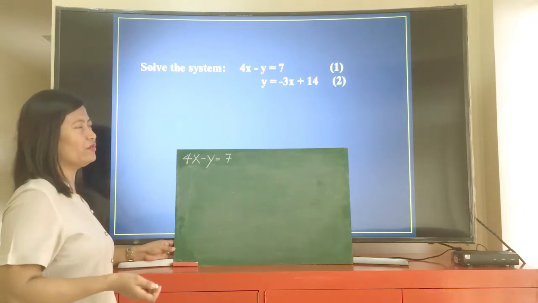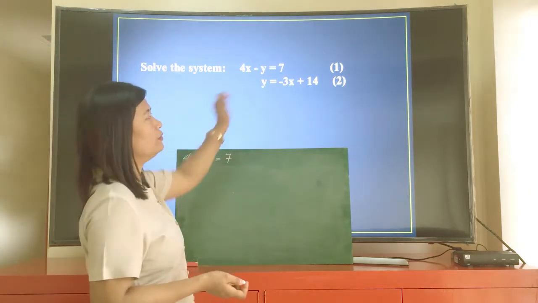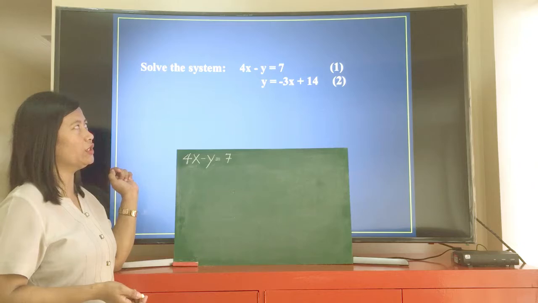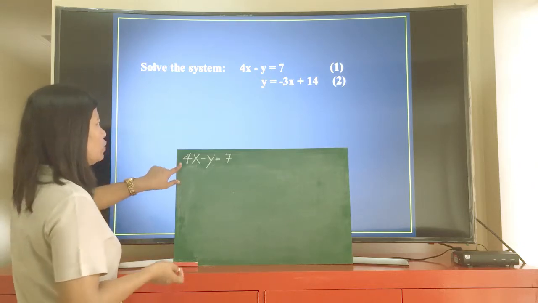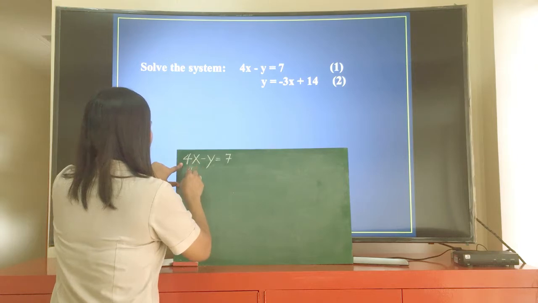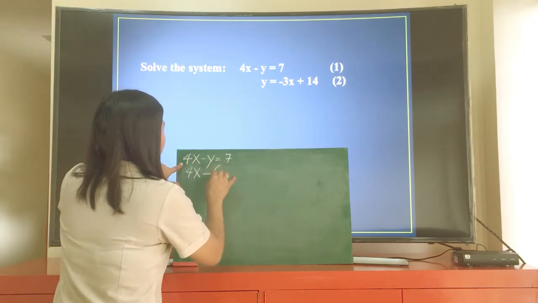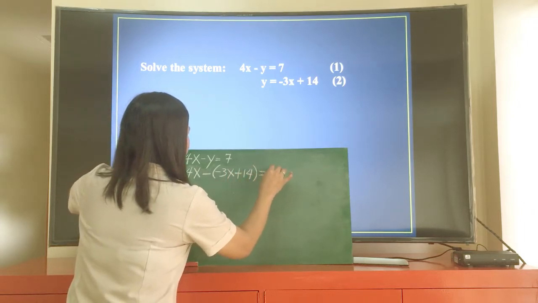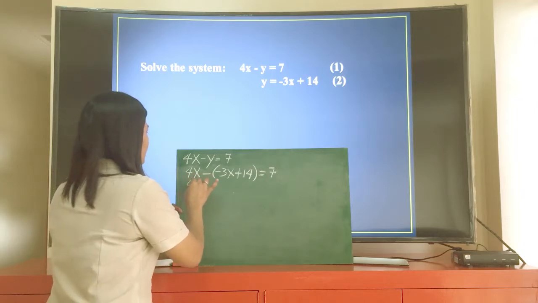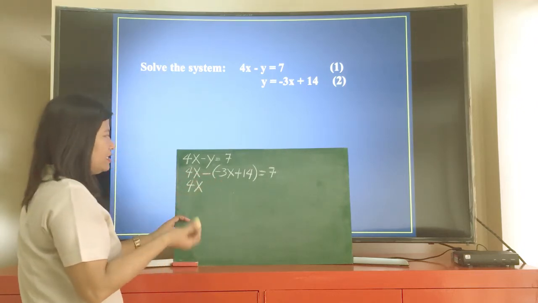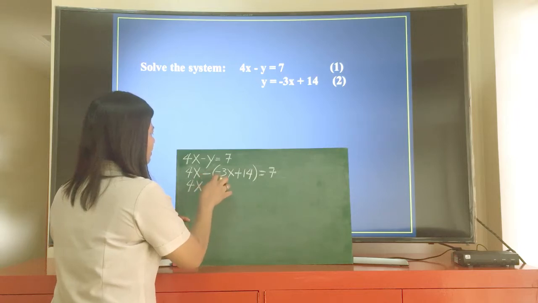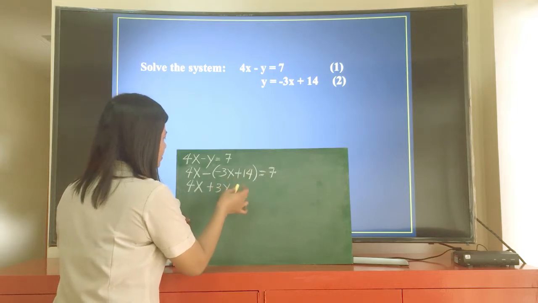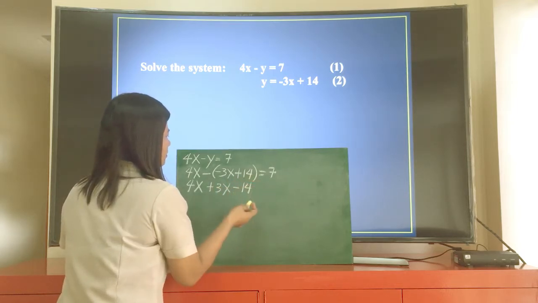Since y is already solved in terms of x in equation 2, we substitute negative 3x plus 14 for y in equation 1. So this is equation 1. We now substitute: 4x minus y, where y is negative 3x plus 14, equals 7. Copy 4x. We apply the distributive property. So negative times negative 3x is positive 3x. Negative times positive 14 is negative 14.